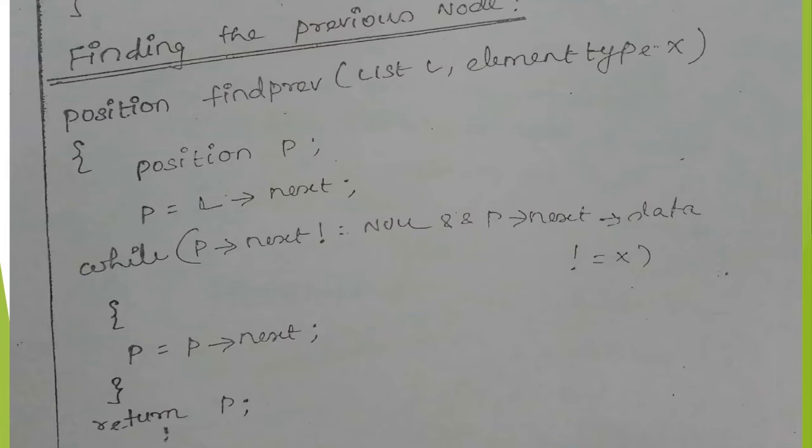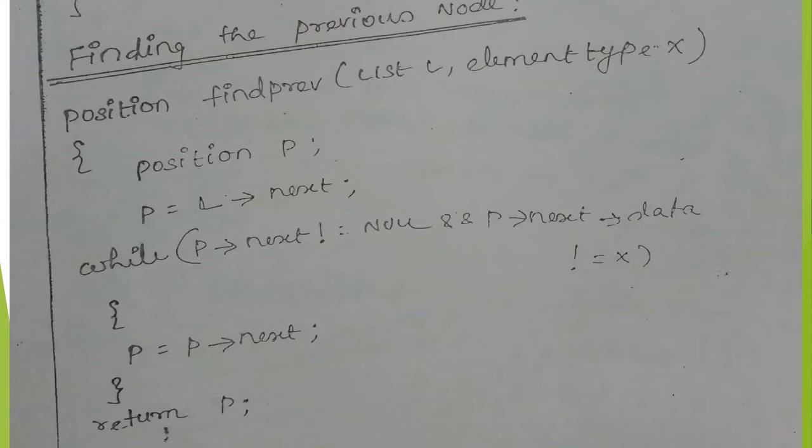Then we have a routine find-previous-of, to find the previous node of the current node. These find node and find previous node routines will be useful for the deletion operation. This find-previous-of also accepts two arguments, list L and element type X. It has a declaration of node P and the header's next value will be assigned as node P.